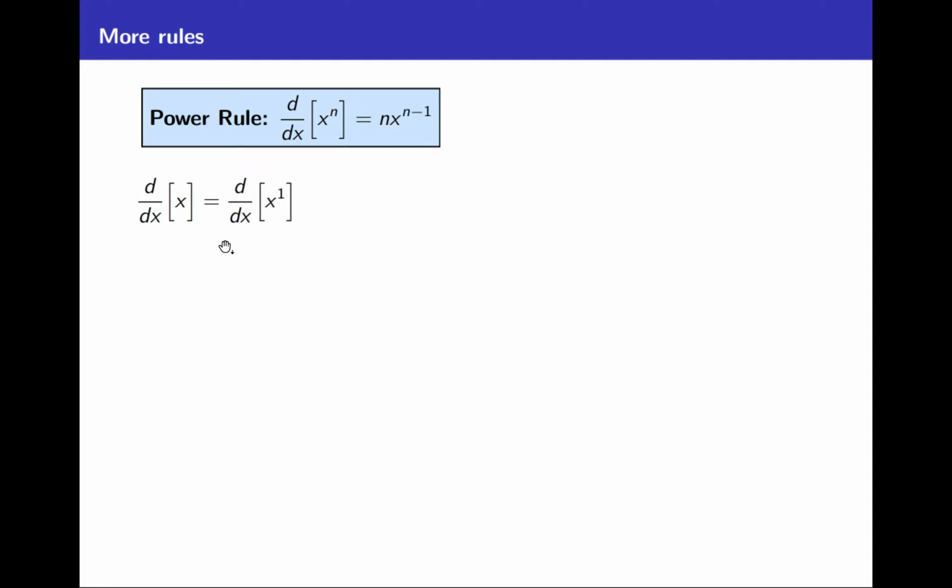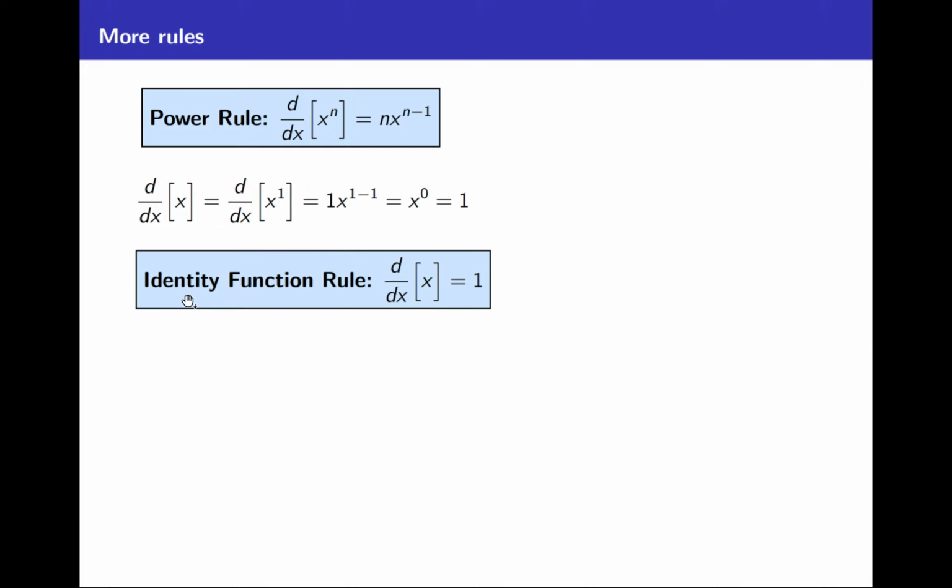What would that be? Well, x is x to the power of 1, so we're talking about the derivative of x to the power of 1. The power rule says we should get 1 times x to the power of 1 minus 1. That's x to the power of 0, which is 1. So we see here, according to the power rule, the derivative of x is the function 1, the constant function 1. We're going to call that the identity function rule. The derivative of x equals 1.